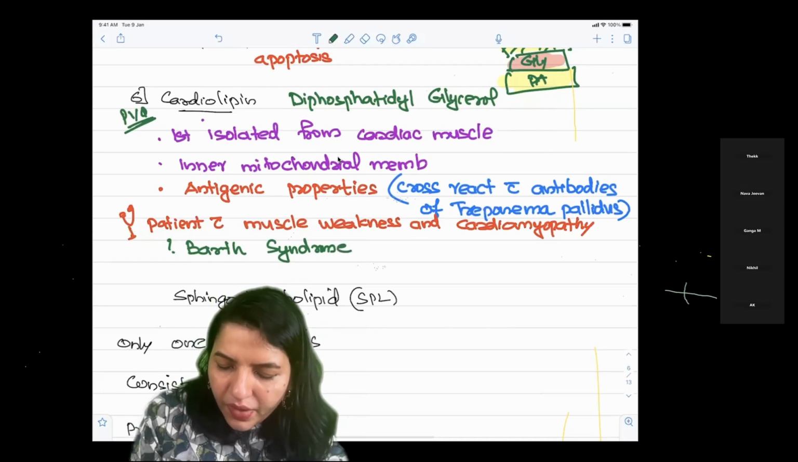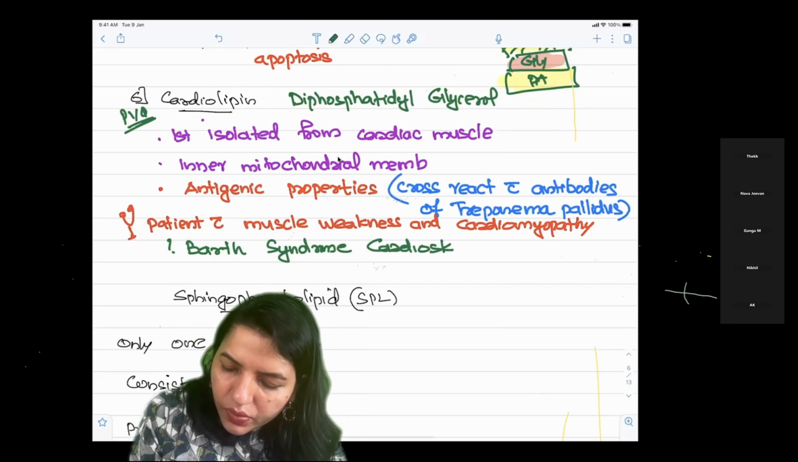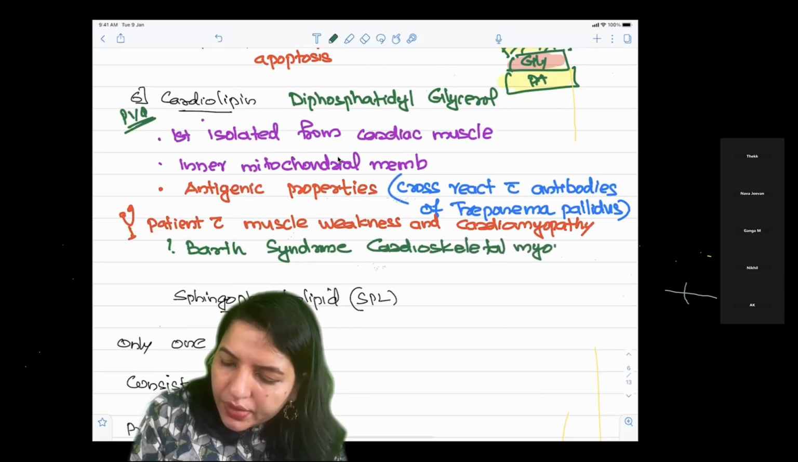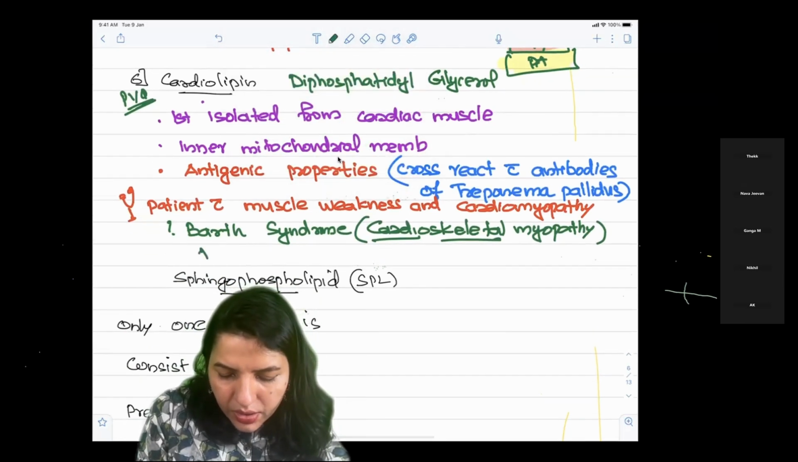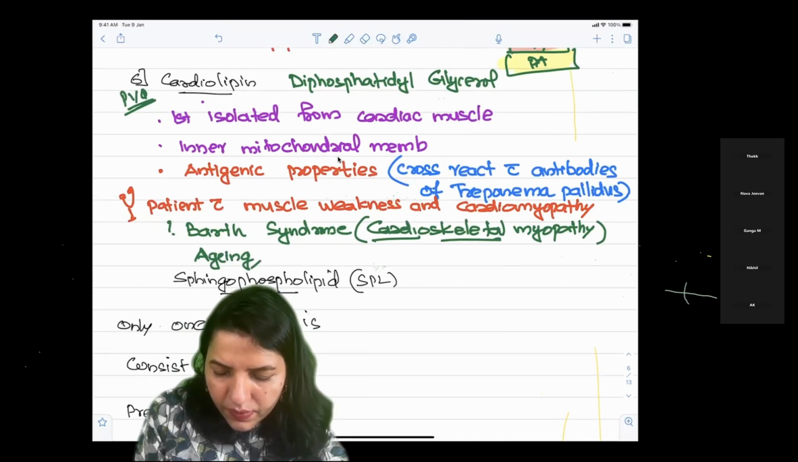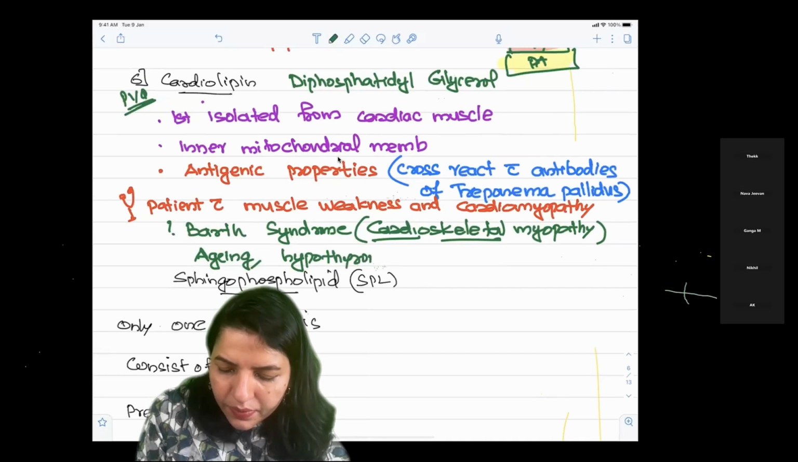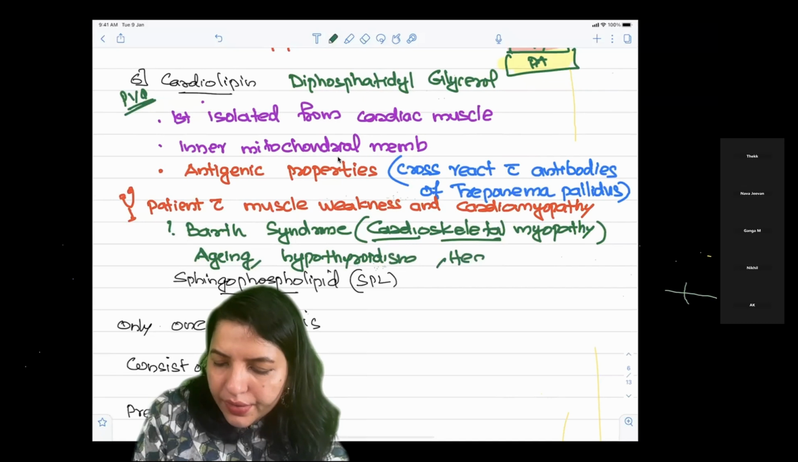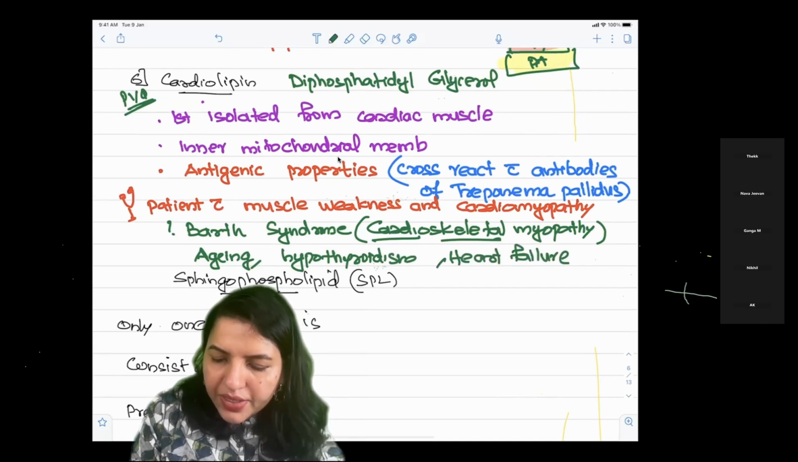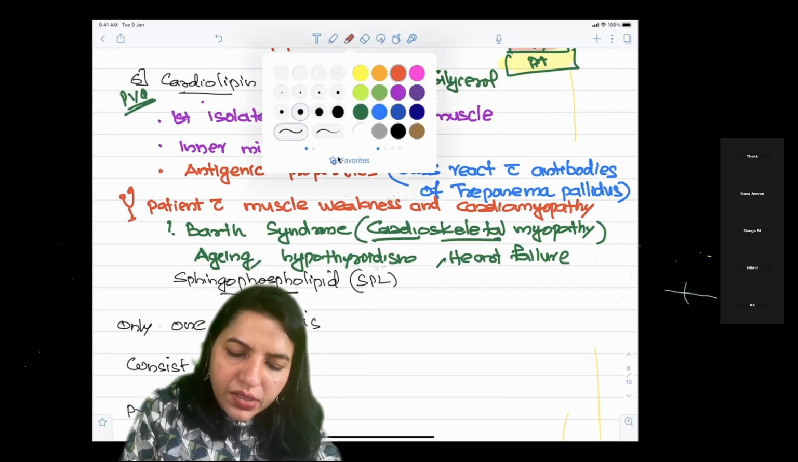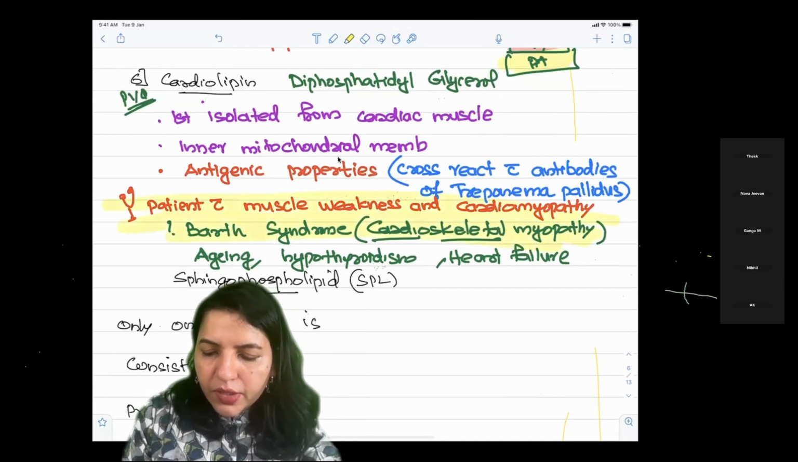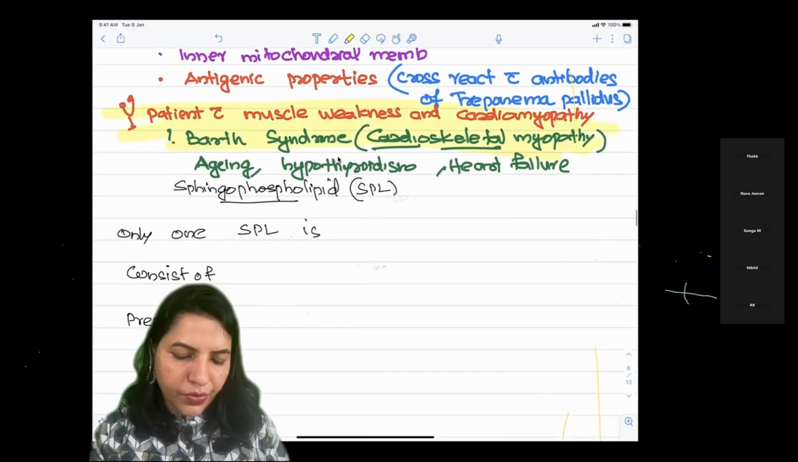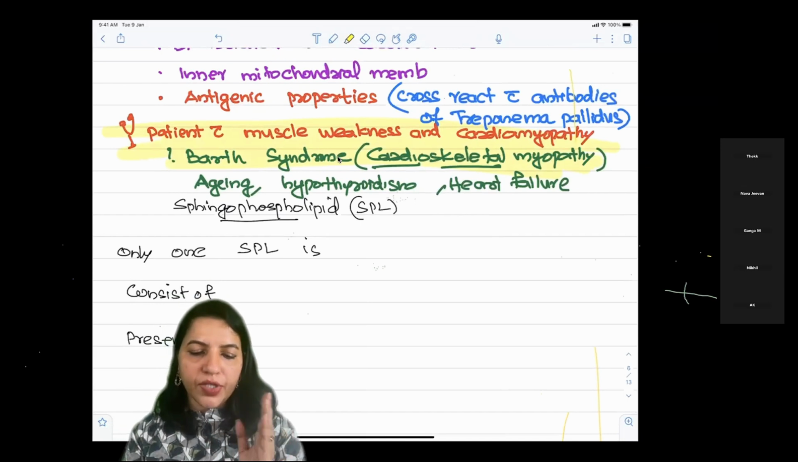Barth syndrome is otherwise called cardioskeletal myopathy. Now this cardiolipin is also associated with aging, hypothyroidism, heart failure. All these are there, but previous year question-wise, what was asked is this one, Barth syndrome, cardioskeletal myopathy. So this is a previous year question, that is why I told you this is very important. If that much is clear, we are moving on to sphingophospholipid.